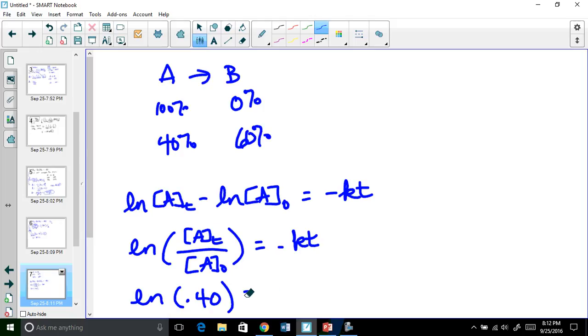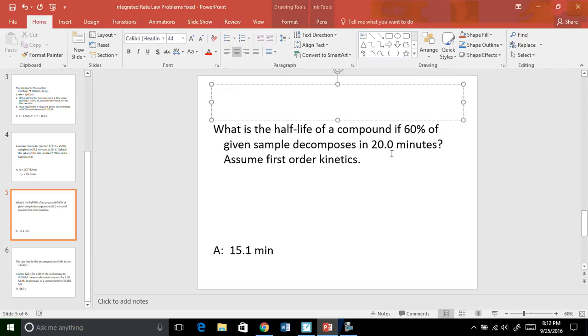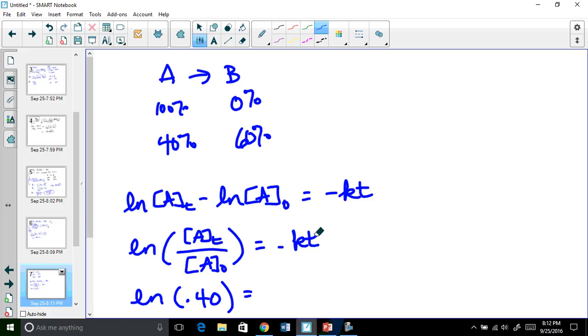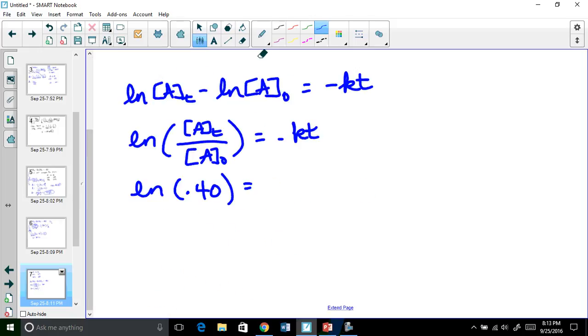And then they want to know, let me see what we're looking for. What is the half-life if 60% is gone in 20 minutes? Well, this is a little bit trickier because they're telling you that 60% is gone, so 40% is left. And I actually did this badly. Let me erase this. Big eraser.